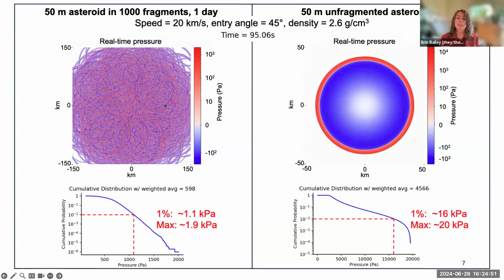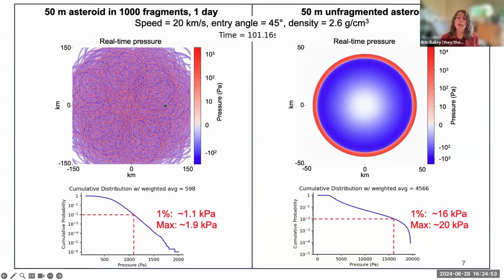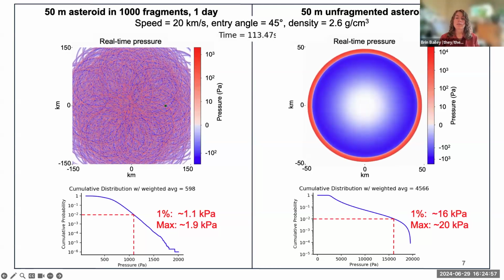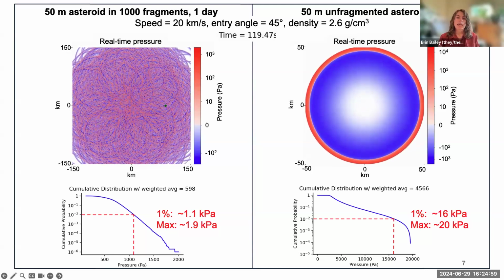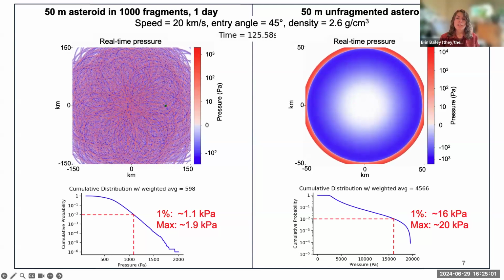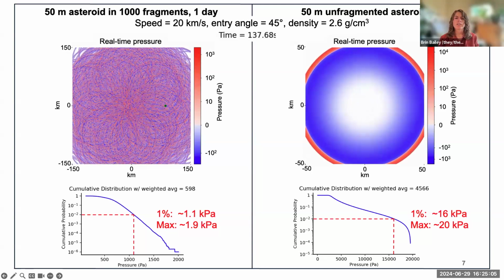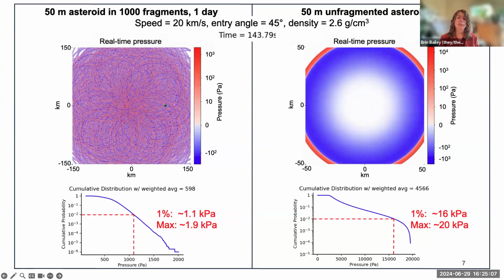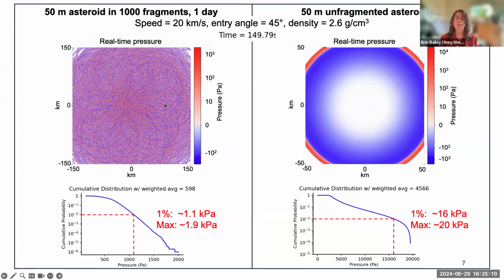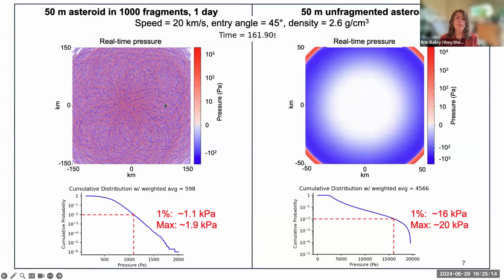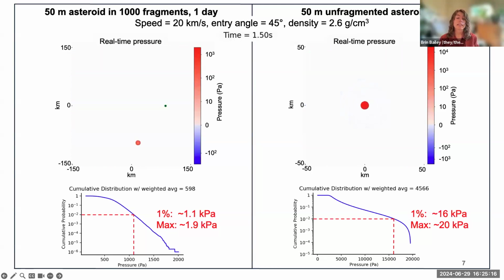So the upper movie plots display the real-time pressure, where the time counter starts at the moment the first shockwave reaches an observer on the ground within the simulation area. And the cumulative distribution functions here show the frequency of occurrence of various pressure values. And note that in the fragmented case, the simulation takes into account any constructive interference from overlapping shockwaves. And we find that the fragmented scenario vastly decreases the acoustic ground effects.